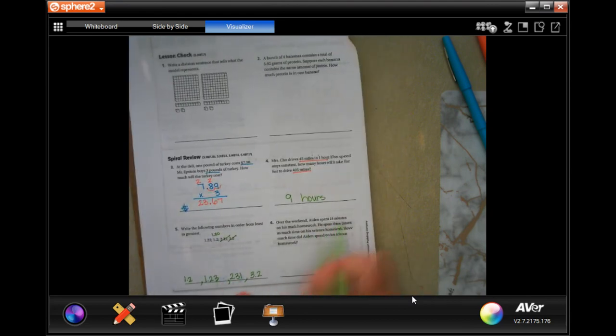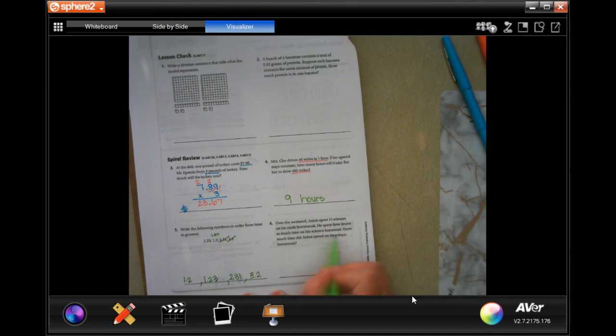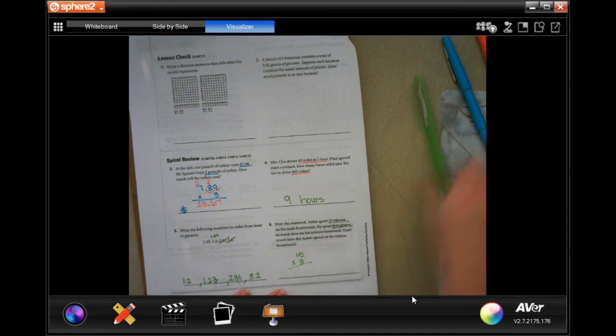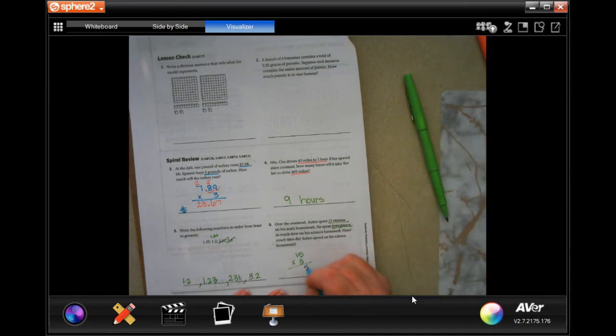Over the weekend, Aiden spends 15 minutes on his math homework. He spends 3 times as much on his science homework. How much time did Aiden spend on his science homework? Well, 15 minutes, 3 times. It's literally telling you to do 15 times 3. 3 times 5, 15. Carry the 1. 3 times 1 is 3, plus 1 is 4. 45 minutes.